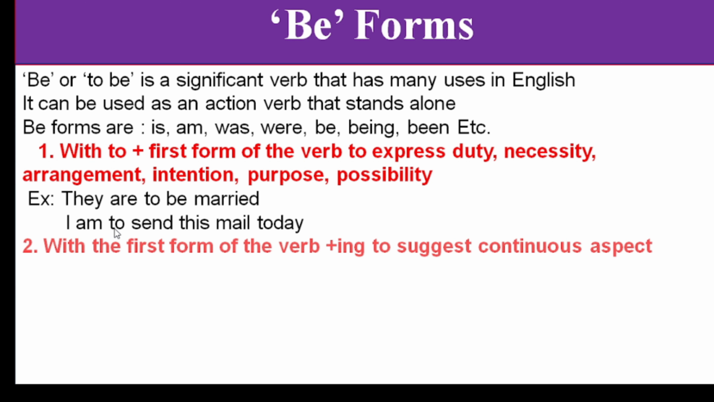Look at the second function: the first form of the verb plus -ing suggests continuous aspect, which means present tense plus present progressive. It suggests the continuous aspect of the verb. So another use of the be forms is to know the continuous aspect of the sentence or the subject. Look at the example, she is writing. So here is a be form and it shows the continuous aspect of the sentence.